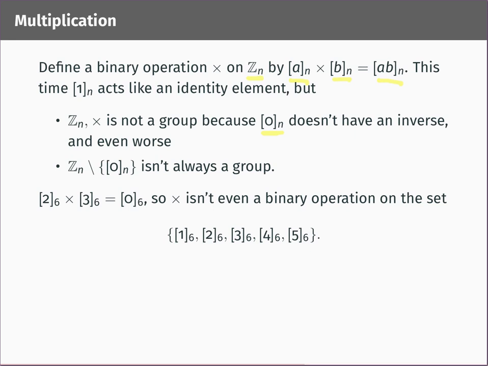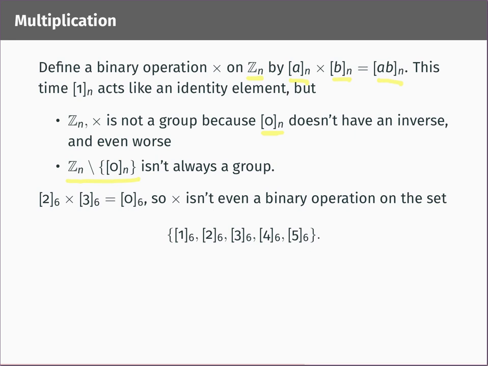So that means the set Zn together with the binary operation which we've just defined is not a group. But things are even worse than this. When we talked about the real numbers or the complex numbers, we could just throw out the 0 element, and what we were left with was a group under multiplication. But that won't be the case for the integers modulo n. So as it says here, the integers modulo n with the class of 0 removed is still not always a group.